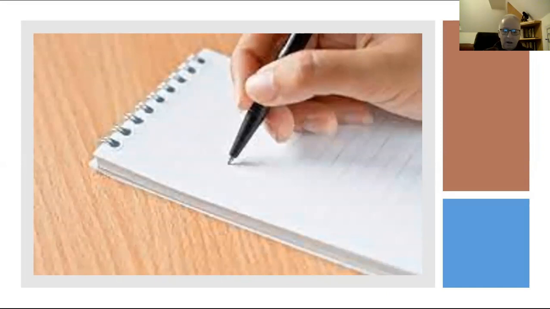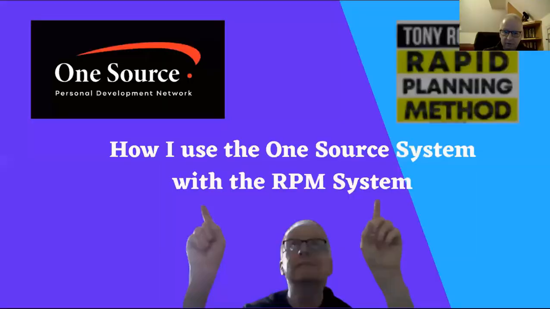So, what are we going to talk about today? Today, what we're going to do is take a look at Tony Robbins' rapid planning method and how I use it with our system here, the One Source Personal Development System.